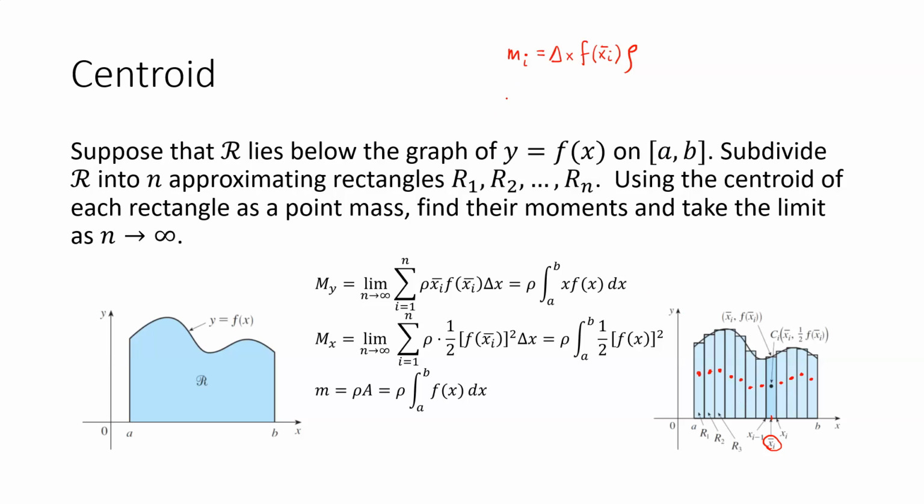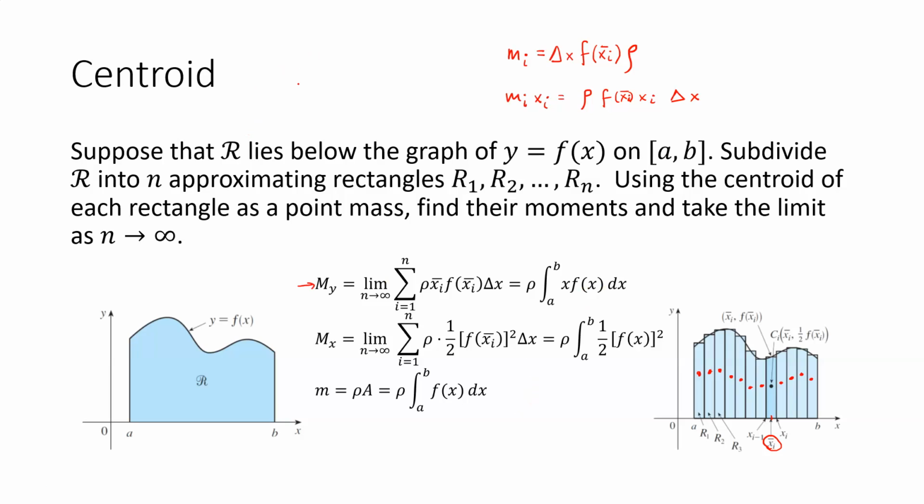Then m_i x̄_i would be rho f(x̄_i) times x̄_i times delta x. Summing up all of those gives me M_y, the sum of rho x̄_i f(x̄_i) delta x. And this is now a Riemann sum that can be written as the integral from a to b of rho x f(x) dx.